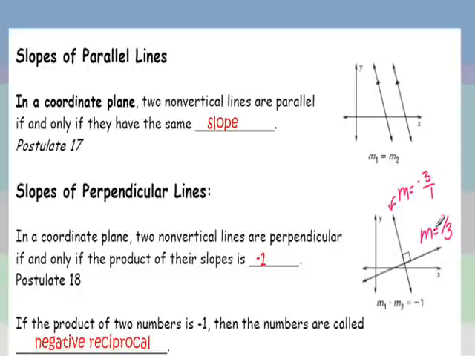And if I were to multiply these two together, I would in fact get -1. But that is our perpendicular line. So parallel lines, same slope, perpendicular lines, opposite reciprocal slope.